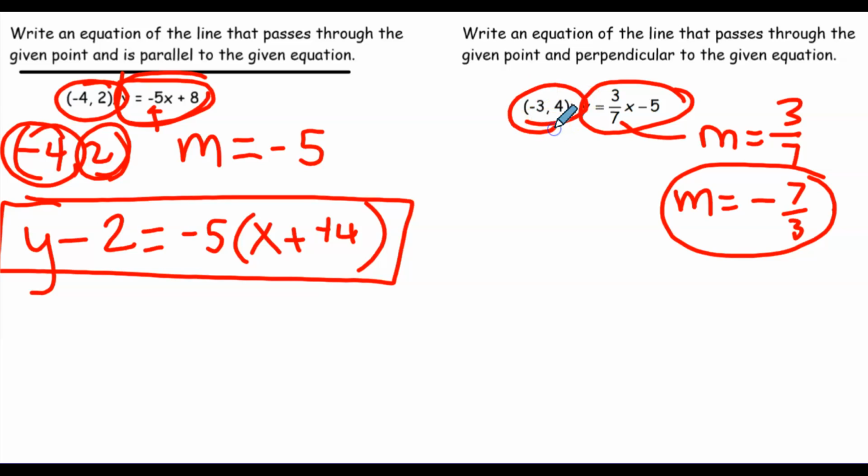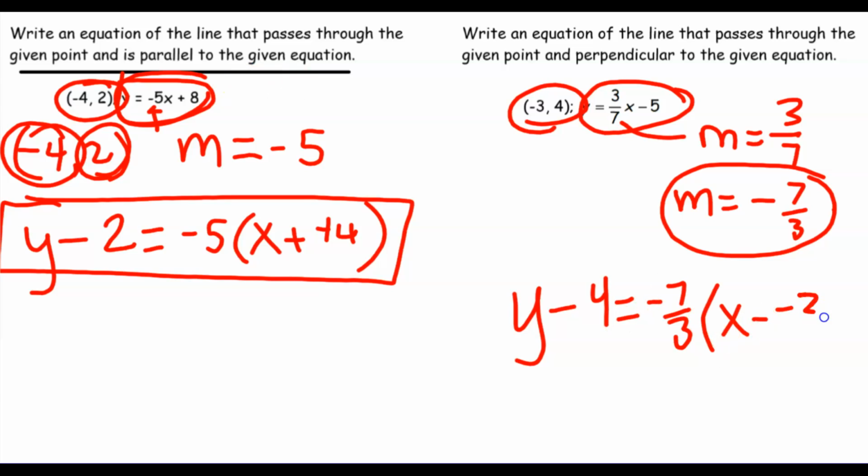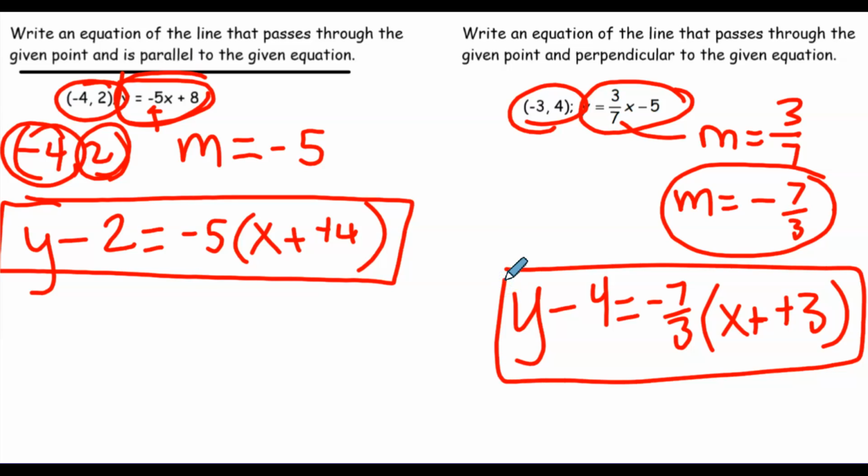It's going to pass through this point, so I just write y minus the y coordinate equals the new slope times x minus the x coordinate. And subtracting a negative makes it positive. That is all.